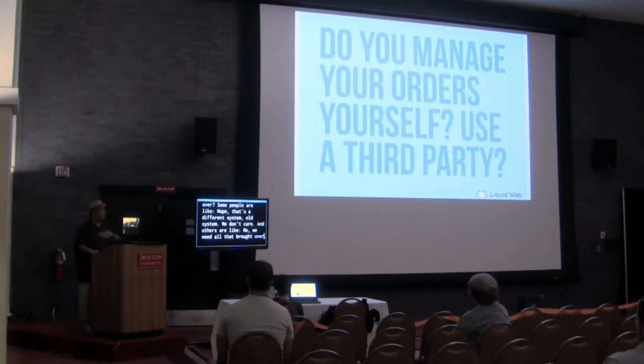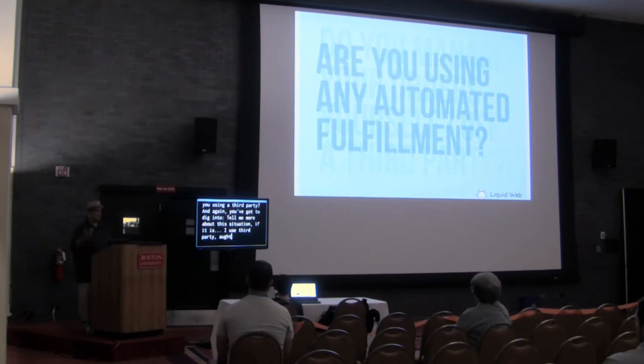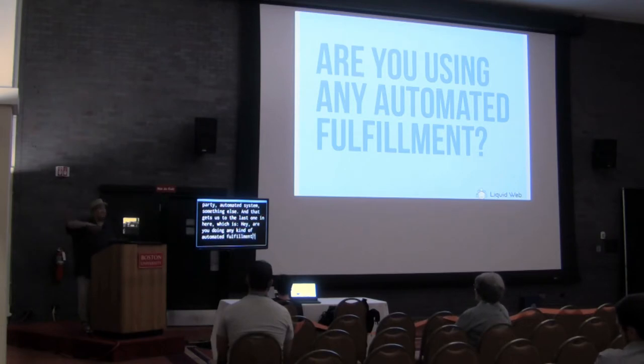Do you manage the orders yourself, or are you using a third party? And again, you gotta dig into, tell me more about this situation. If it is, I use a third party, I use an automated system, something else, right? And that gets us to the last one in here, which is, hey, are you doing any kind of automated fulfillment? Do I have to connect your store up to something else, another system, push data through so it can generate products and ship them out, right? Do I have to do that at all? Is it Printful, right? There are ones that do other physical products, right? You're like, just tell me what I need to understand about this.